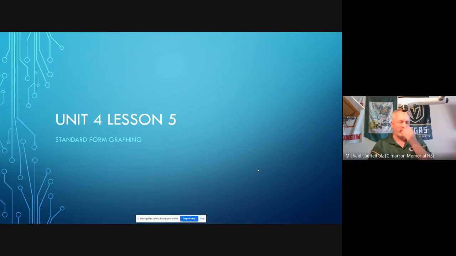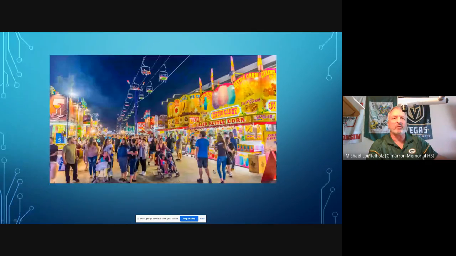All right, so we have done equations in standard form and been able to solve for the variables, etc. So today we're going to graph from standard form. Let's start with a quick review.